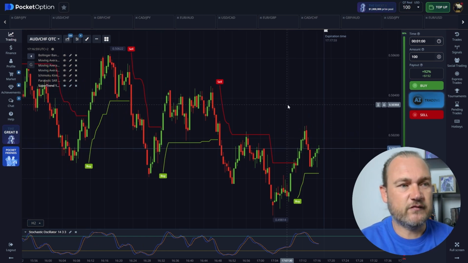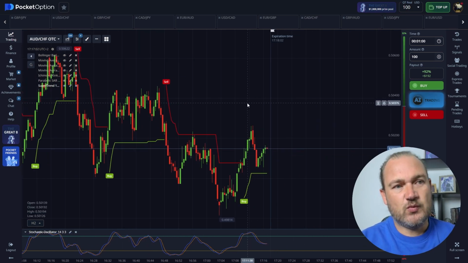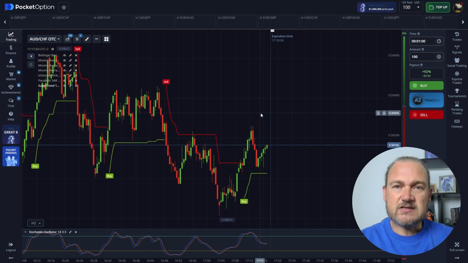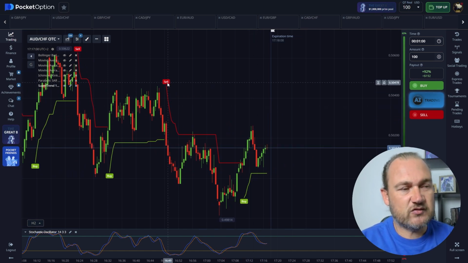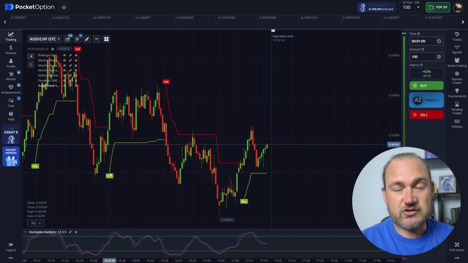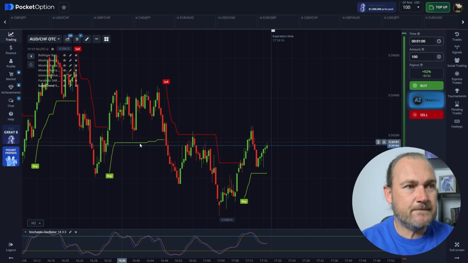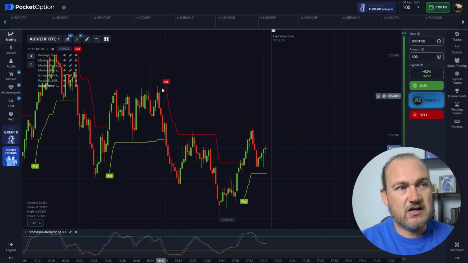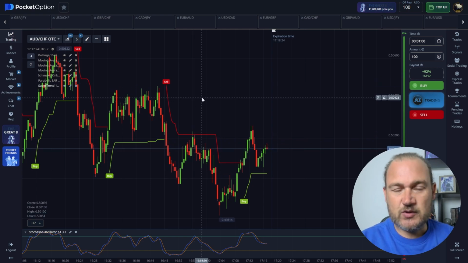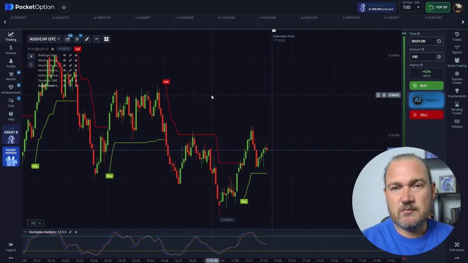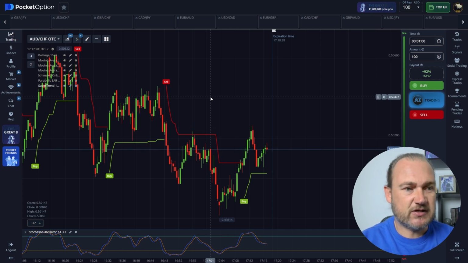So what are we looking for? We're going to be looking at whether price is above or below the SuperTrend line. On the SuperTrend, we have these red and green lines. So when the red line gets broken, it will switch to a green line that's below the price. And when the green line gets broken, it will switch to a red line that's running above price. That is the first thing we're going to look at. We're going to look at where price is in relation to the SuperTrend.